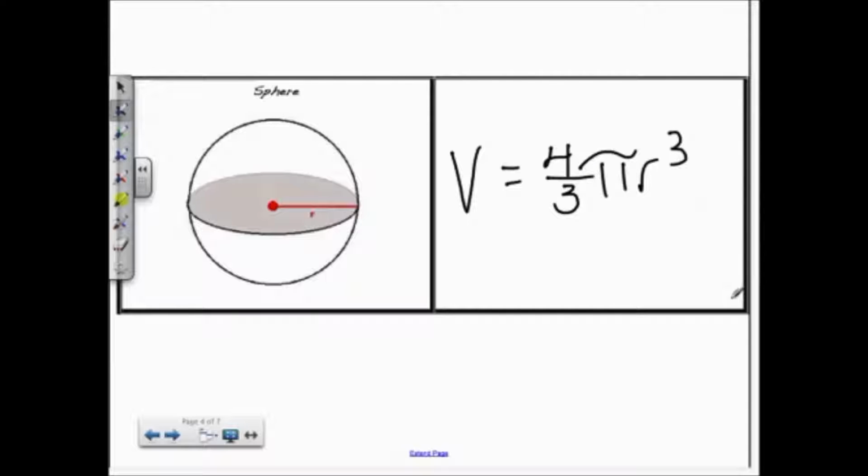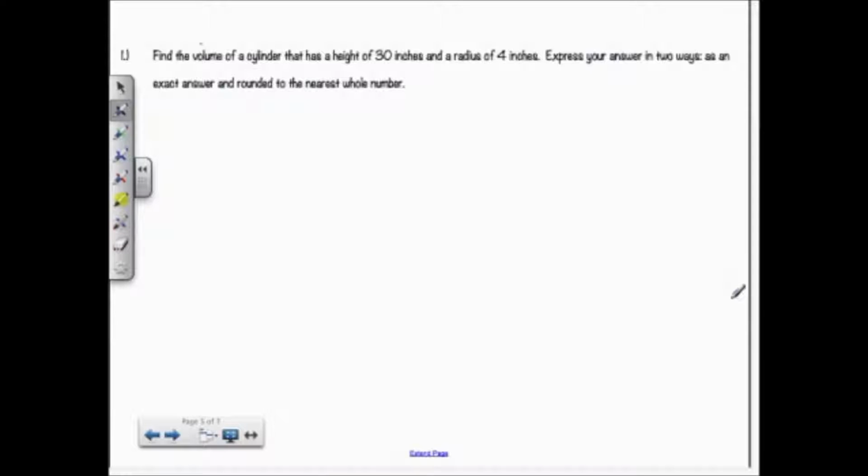All right. So let's go ahead and apply your information to these questions. In number 1, it says find the volume of a cylinder. So that's important because otherwise you won't know which formula to use. That has a height of 30 inches and a radius of 4 inches. So every time you have a problem like this, I want you to always write out what is the H and what is the R. So the H is 30 inches and the R is 4 inches.